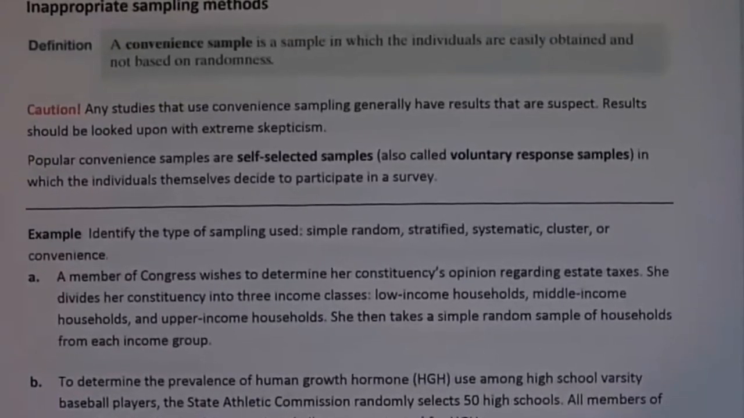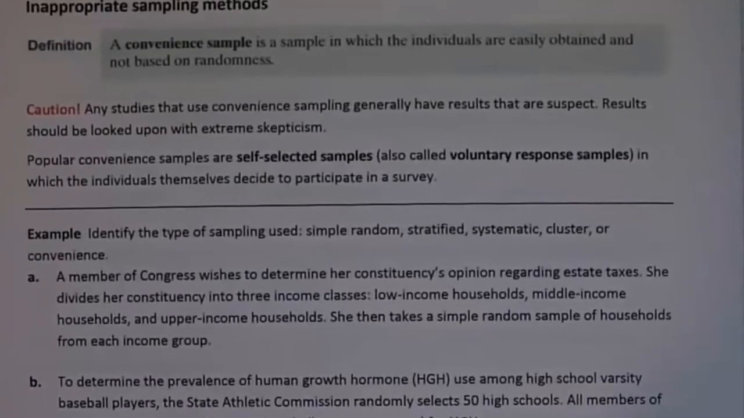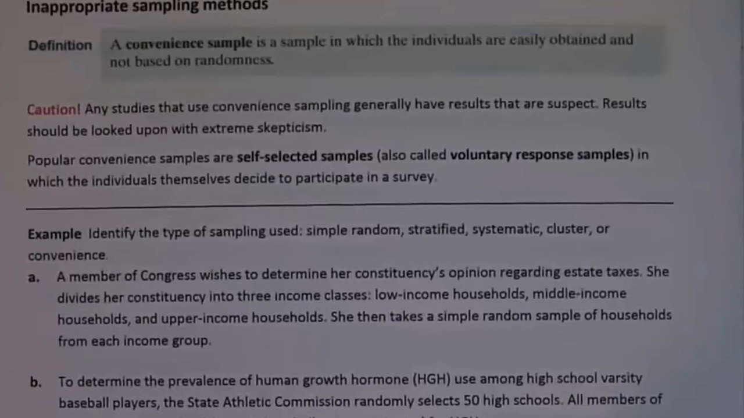I would not emphasize the easily obtained part as much as the not based on randomness part. Whether or not the sample is easy to obtain, if there's no randomness involved, then we have a convenience sample, and that is an inappropriate sampling method. Usually a convenience sample is one where data is really easy to obtain, so that's why a company or an individual might want to use that instead of doing an actual random sample.